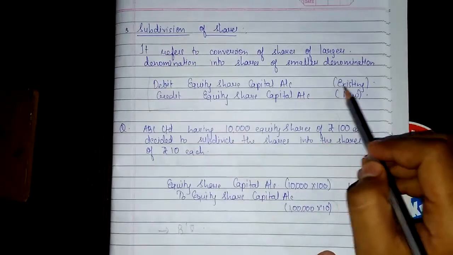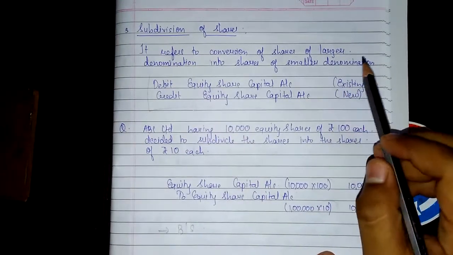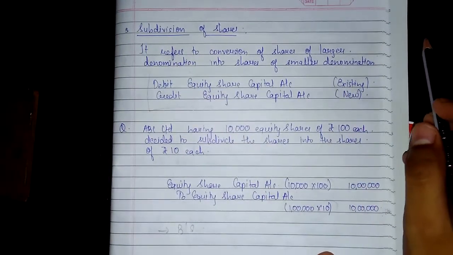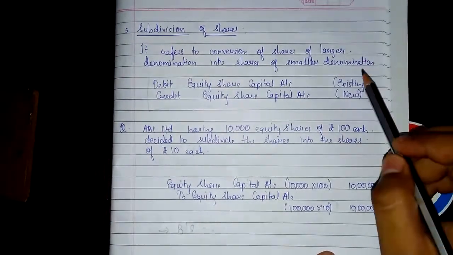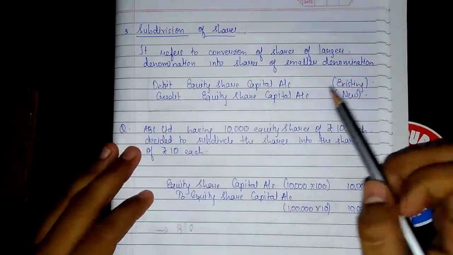Here in the debit you have to write the existing number of equity shares into the existing face value. In the new one you have to write the new number of equity shares into the new face value. Okay, so let's take an example.